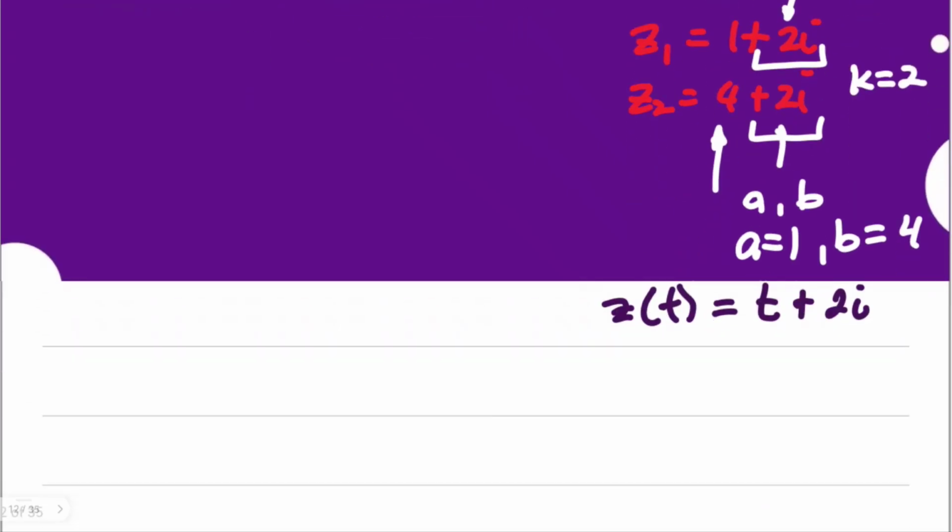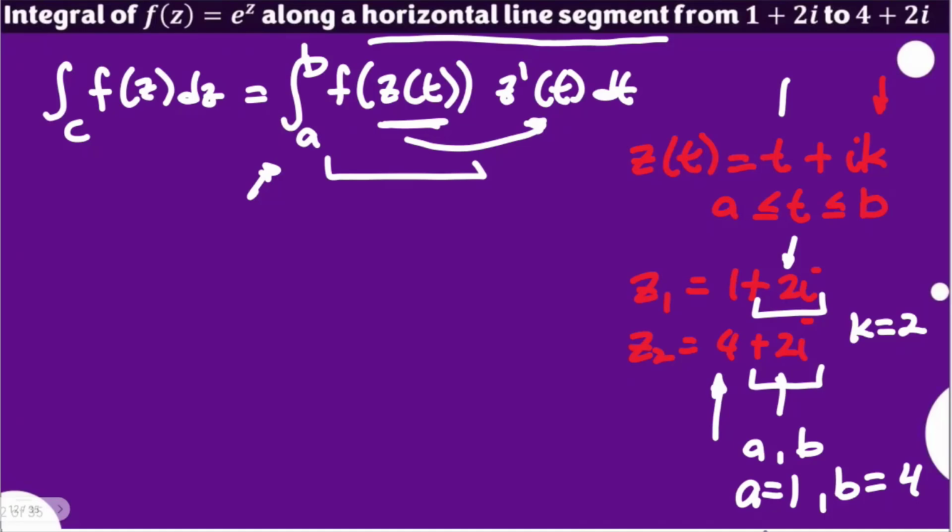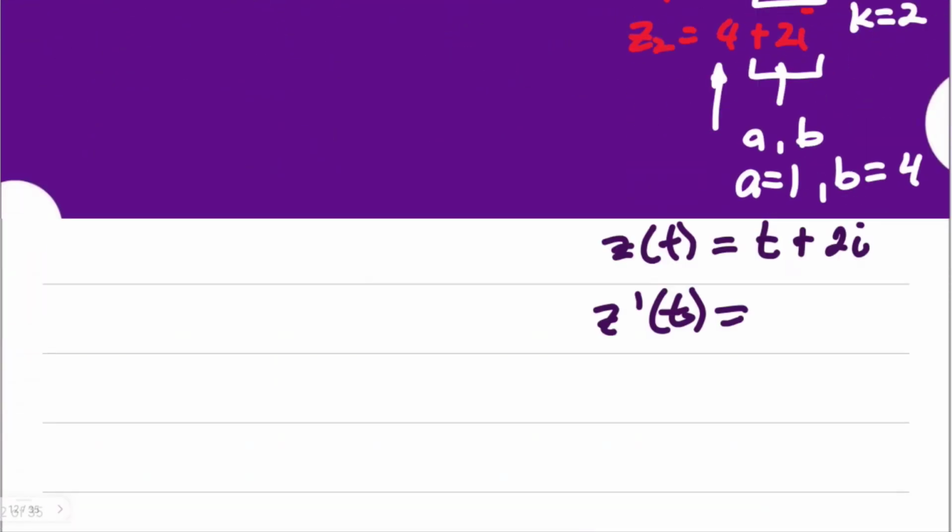Now, aside from that, we also need its first derivative with respect to t, needed for this formula here. With respect to t, all the other terms without t will be treated as constant. The derivative of the first term, t, is 1. The derivative of the second term without t is 0 because it's treated as constant. In short, z prime of t is just equal to 1.